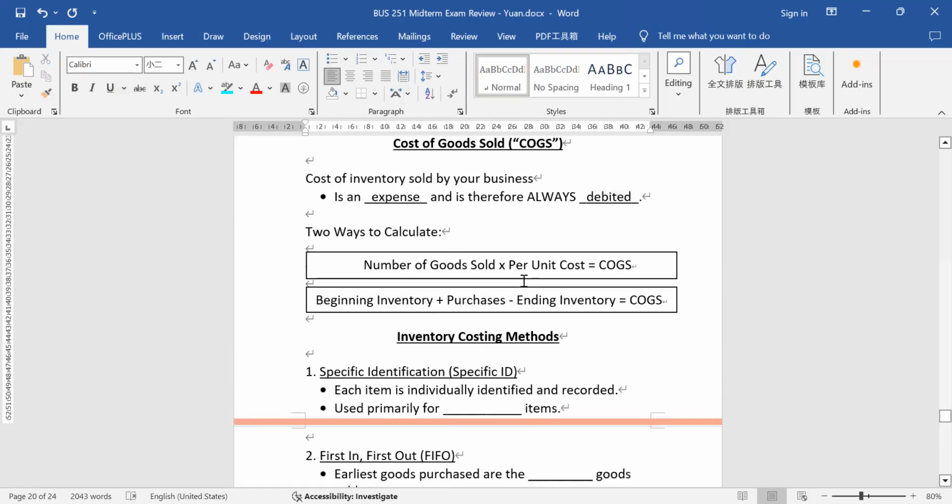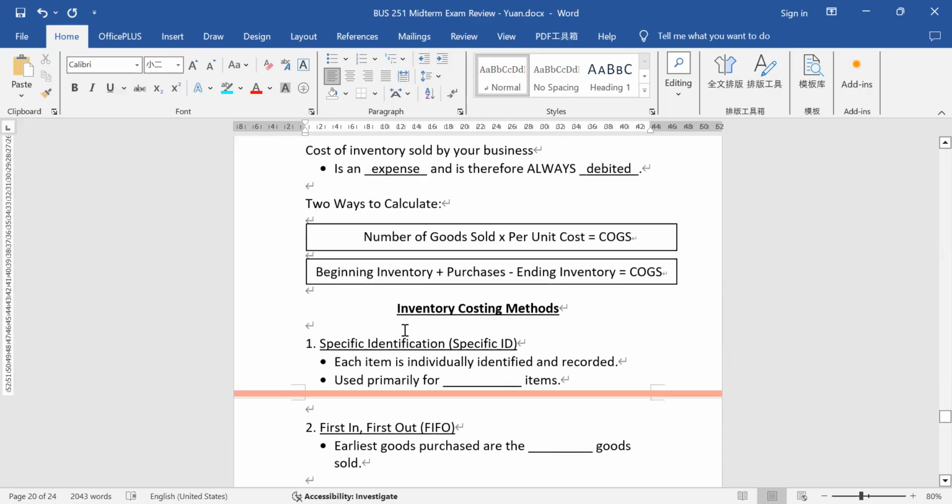So there are two ways to calculate the COGS. One is to use the number of goods sold times per unit cost, then you get COGS. Another is, you put the beginning inventory there, and you add on what you purchased, and then you subtract the ending inventory. This is what you used, right? So you add something and you use something, so you have the equation here, then you can calculate the COGS.